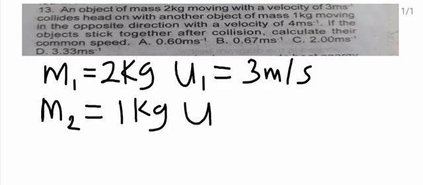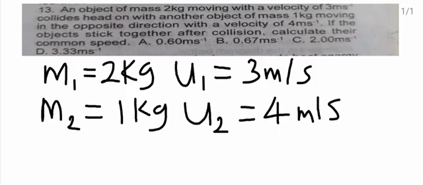Moving with a speed of 4 meters per second. So in this case, according to what has been stated, we were told that the other one came in the opposite direction. So the second object came in the opposite direction. So when something is coming in the opposite direction, you need to use your minus.